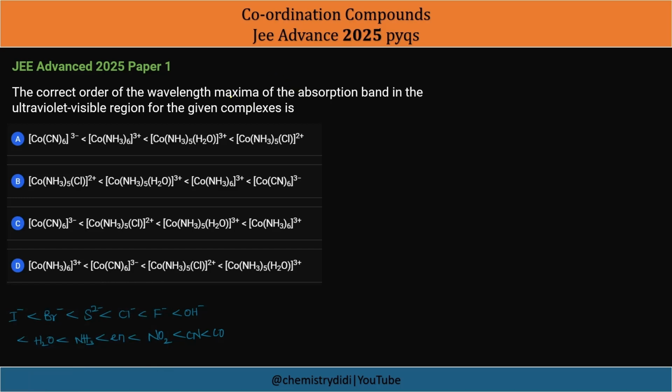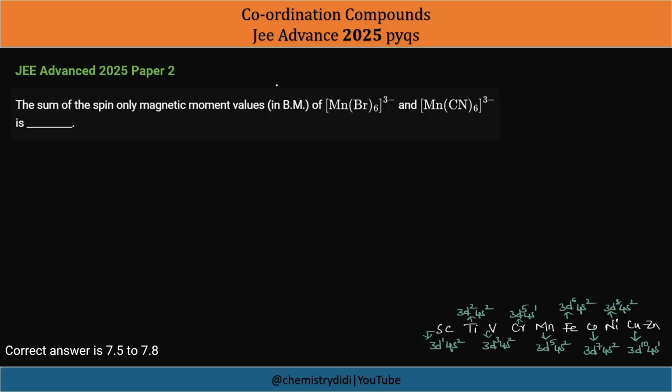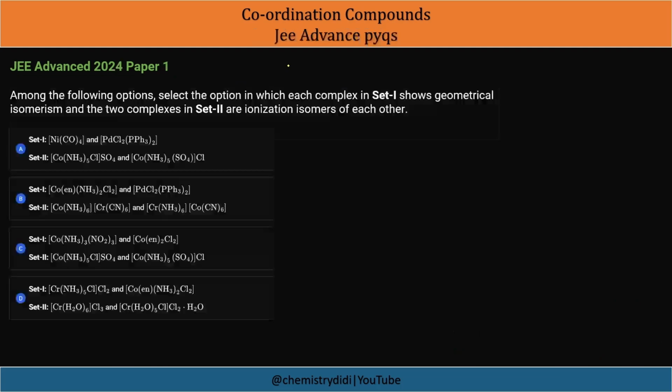Hello everyone, in this video let's try to solve the questions from JEE Advanced 2025 from the chapter Coordination Compounds. I asked two questions in paper 1 and paper 2, and we'll discuss these two. That's how we will solve the questions year by year. I thought of solving 2024 questions, so we'll continue this series chapter-wise. I will try to make videos.